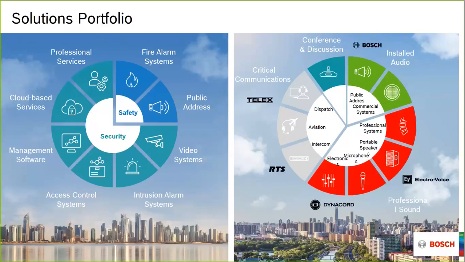The Telex and RTS brands are your dispatch systems, aviation systems, and professional broadcast intercoms. Dynacord and Electro-Voice is professional sound with microphones, amplifiers, DSPs, and loudspeakers. And then up on the greenish pie chart, you have public address and commercial systems. And of that, PLENA Matrix fits in the public address wedge of our pie chart. So big picture, that's just where we sit in the world of Bosch.